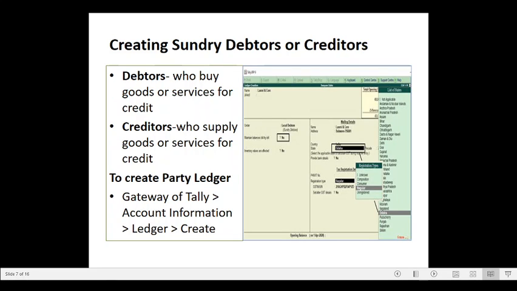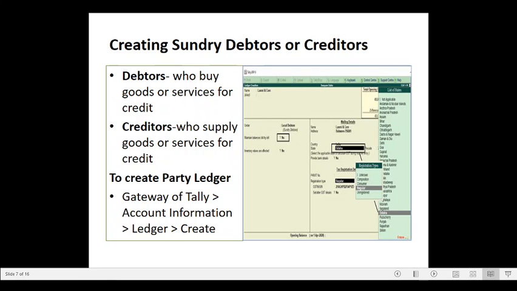Before we move on to the creation, it is necessary to understand the meaning of a debtor and a creditor. See, whenever a company makes a sales, it is not always possible that they have to sell goods on cash only. The goods are sold on credit. When the goods or services are sold on credit, there the question of sundry debtors comes into picture. Debtors are those who buy goods or services on credit.